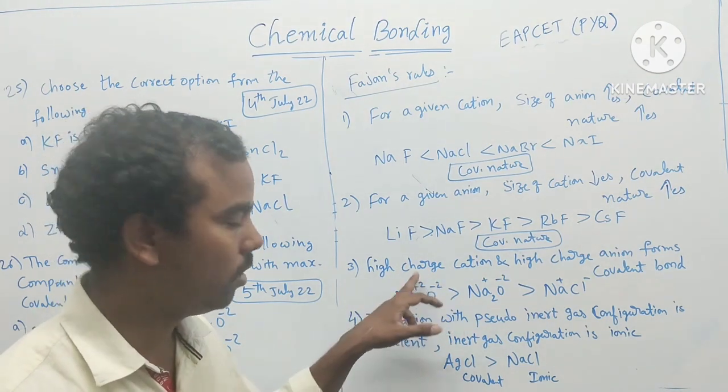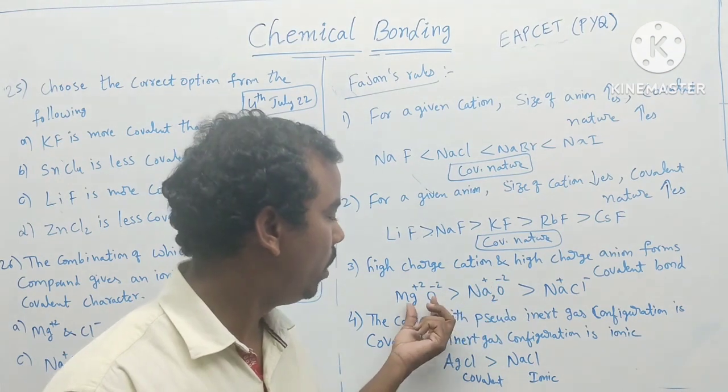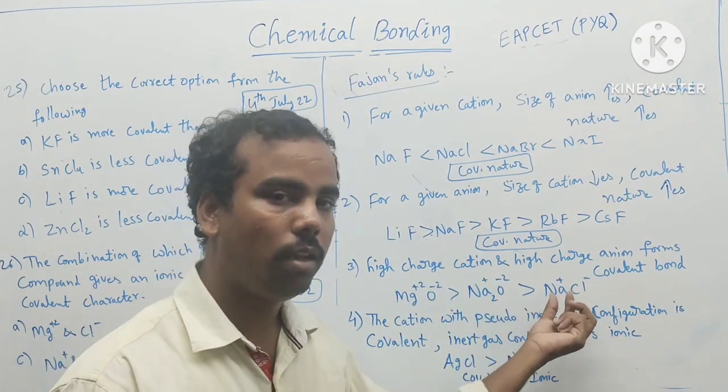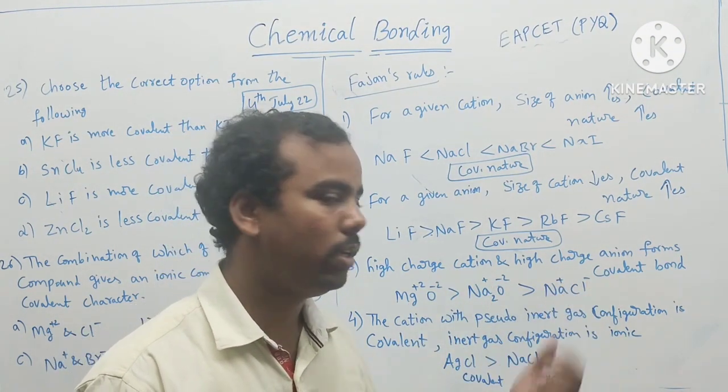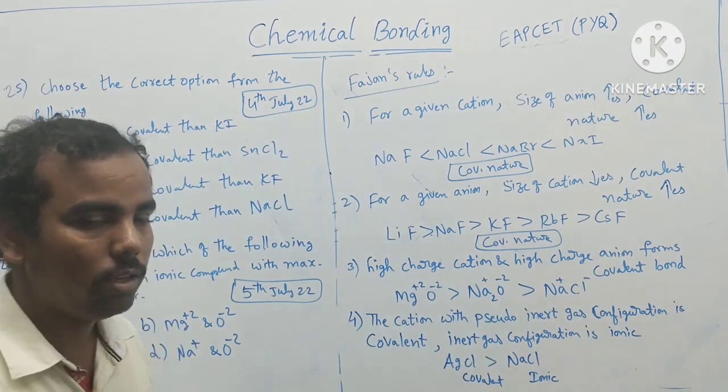It is covalent in nature. So Na2O, Na plus 1, oxygen minus 2. When compared to MgO, the charges are less. NaCl, Na plus 1, Cl minus 1, plus 1 minus 1, so the charges are very low. So it is ionic in nature, while the other is covalent in nature.